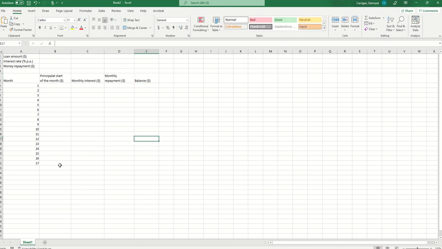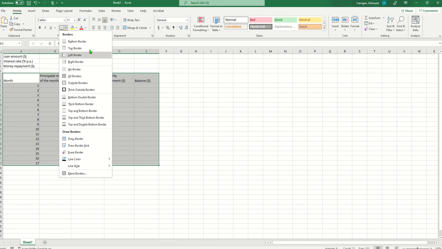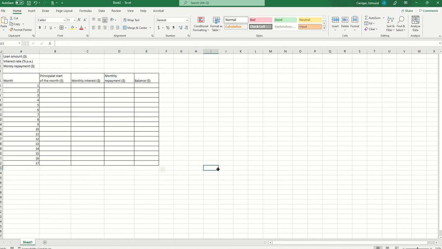Right, so there's my beautiful chart. And even if I wanted to, I could grab it all and come up to the top here, and this thing here, which has that little window type thing, I can find all borders, and that puts lovely little squares around them for me. And I might as well make it centred. Let's make these in the centre as well. Let's make them look pretty. Principal at start of the month.